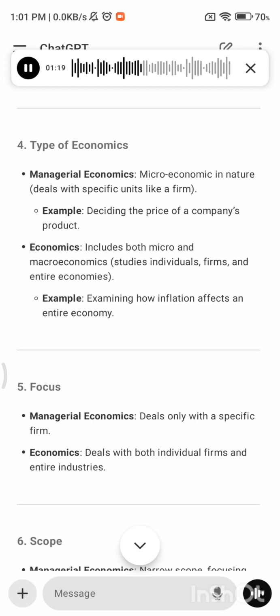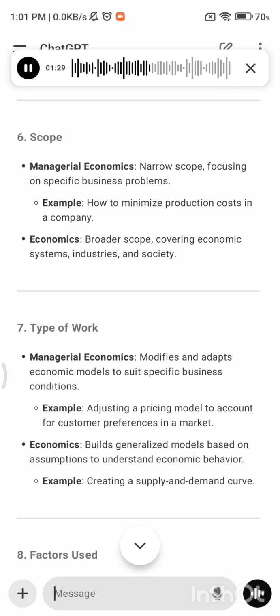5. Focus. Managerial economics deals only with a specific firm. Economics deals with both individual firms and entire industries. 6. Scope. Managerial economics has a narrow scope, focusing on specific business problems. Example, how to minimize production costs in a company. Economics has a broader scope, covering economic systems, industries, and society.